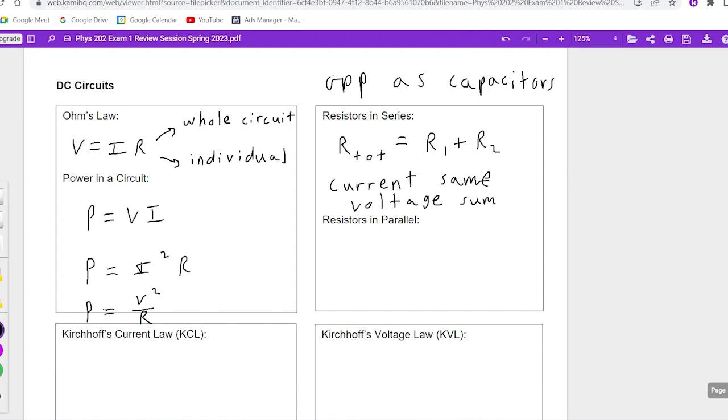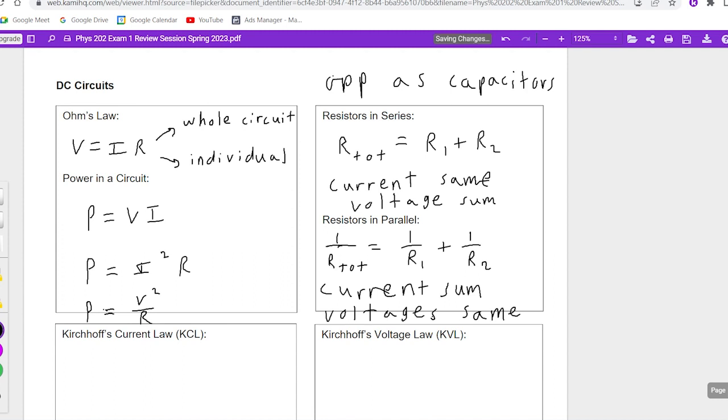Now for resistors in parallel, this is where we have the reciprocal logic. 1 over R total equals 1 over R1 plus 1 over R2. And likewise, it's going to be the exact opposite. The currents are going to sum, and the voltages are going to be the same. I would highly recommend memorizing these things in the boxes that we just wrote. I would definitely memorize that and put it on an equation sheet.